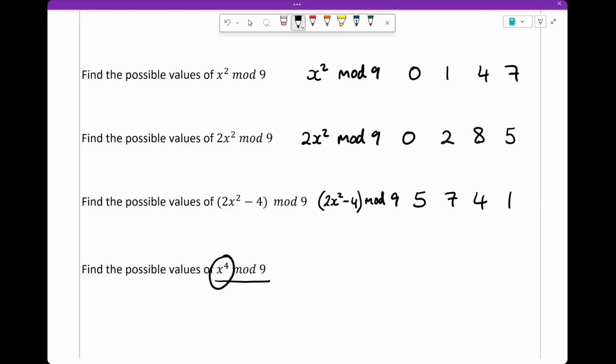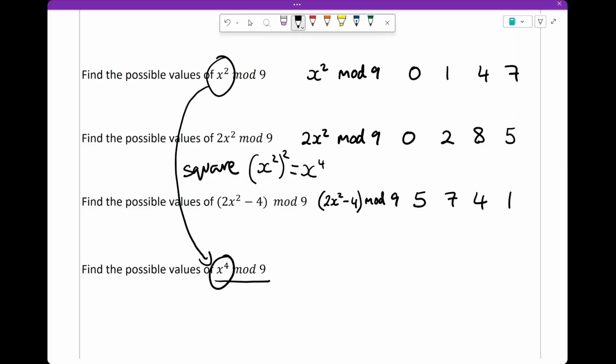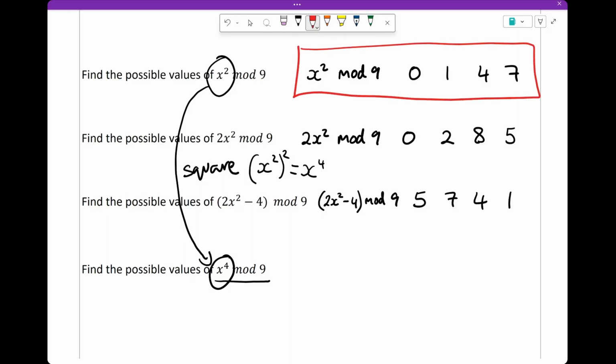Because in the first one we had x squared. So what's the relationship between x squared and x to the power of 4? Well, if you go to x squared and you square it, you're going to get x to the power of 4. Okay, because if you take x squared, raise it to the power of 2, well then you'd have to multiply your powers, and that would give you x to the power of 4. Therefore, I can go to the remainders of the very first question up here, and if I square all of them, I'm going to get the remainders for x to the power of 4.